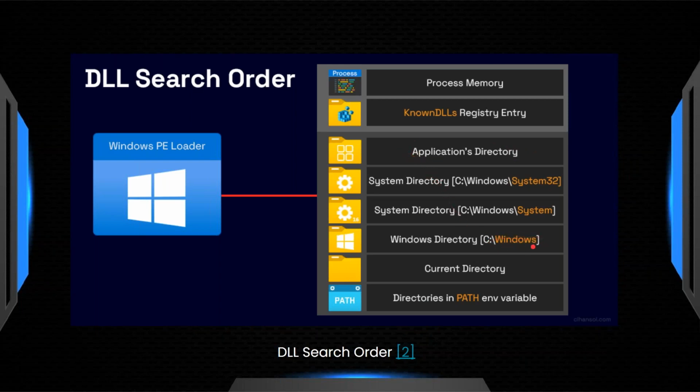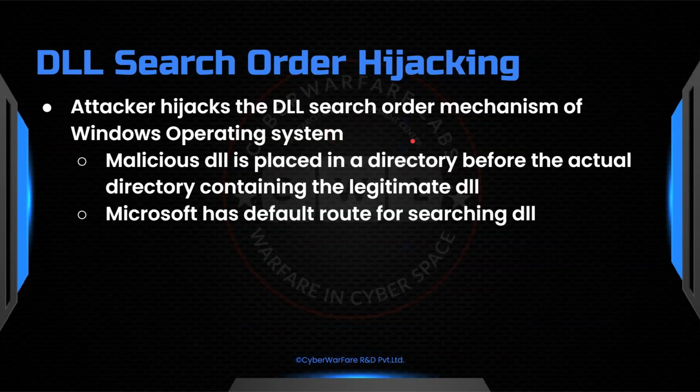Let's say the abc.dll is in the Windows directory. Zoom will look for abc.dll in the application directory, and if it does not find it there, it will look in system32. Even after that, if it doesn't find the DLL, it will look in the system directory. Only after that will it look in the C Windows directory. Once it finds the DLL in the C Windows directory, it is going to load the DLL from there.